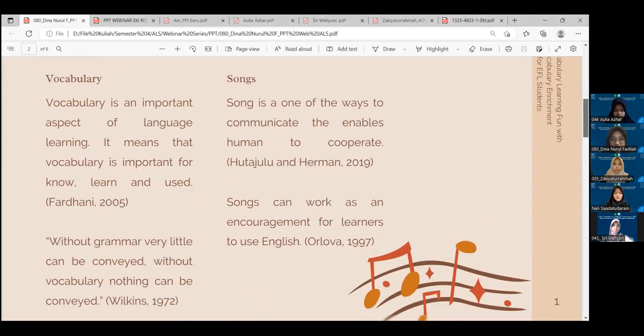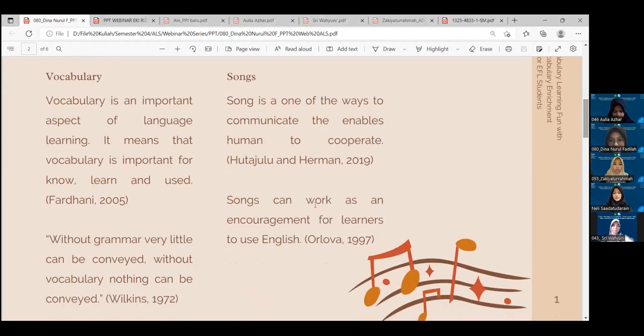Okay, vocabulary is an important aspect of language learning. It means that vocabulary is important to know, learn, and use, according to Richards in 2005. Moreover, vocabulary is one of the 4 language components, which are spelling, grammar, phonology, and vocabulary. Wilkins in 1992 sums up the importance of vocabulary learning.